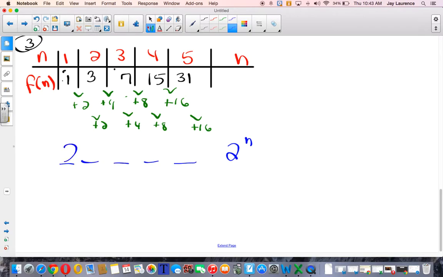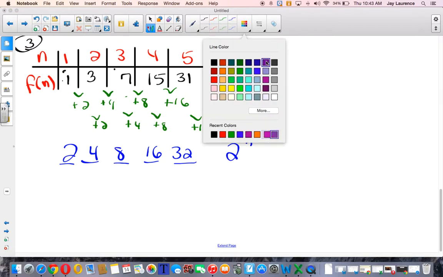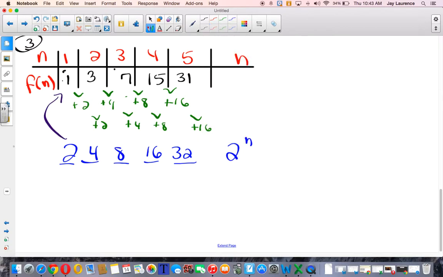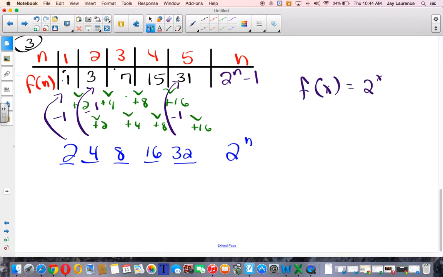2 to the first is 2. 2 to the second is 4, 8, 16, 32. And then how do I adjust these blue ones to turn them into the black ones? Looks like I'm taking away 1 every time. So the nth term will be 2 to the power n minus 1. So the function would be f of x equals 2 to the power x minus 1, and this would be exponential, right? Exponential.